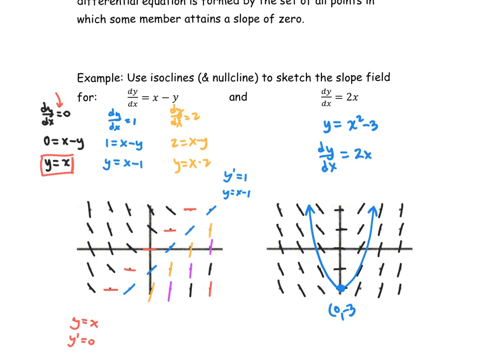All right, let's look at one more slide. Oh, you know what? No, that's it. That's it for today. Using isoclines, of course, that are slopes not equal to 0, and nullclines, which are slopes equal to 0, we can determine slope fields and see families of solutions to differential equations.